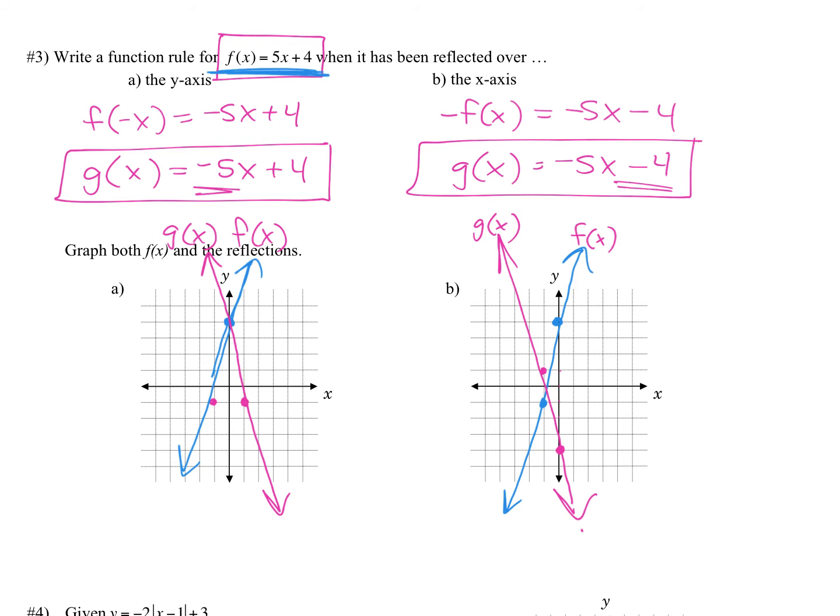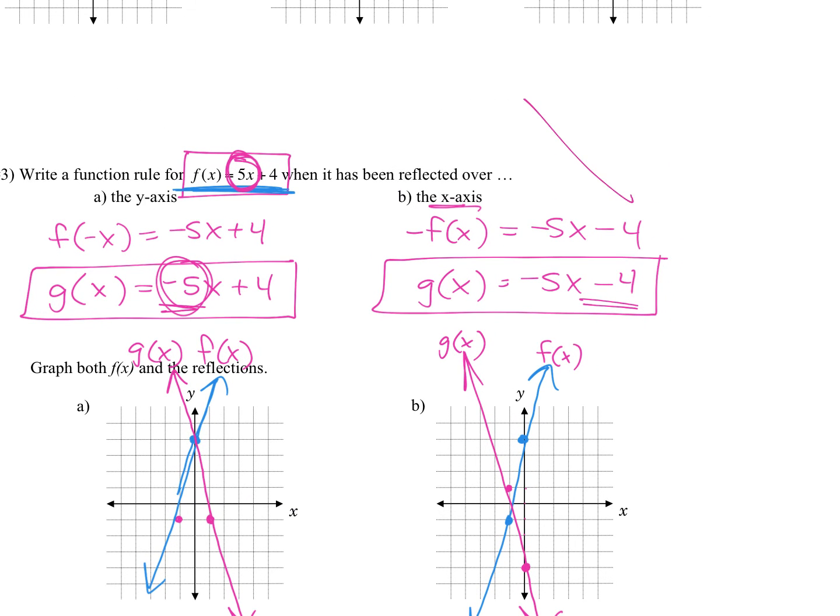So y-axis, everything stays the same for f of x? No, if you flip over the y-axis, your x value changes, so your slope ends up changing, right? This was a +5, now it's a -5. But your y-intercept stays the same. Okay, and then x-axis, remember we said think of it like a big X. We want to change everything, cross everything out and change it.